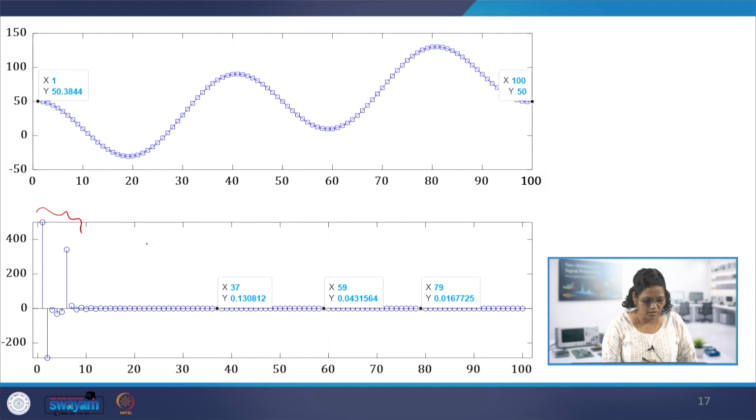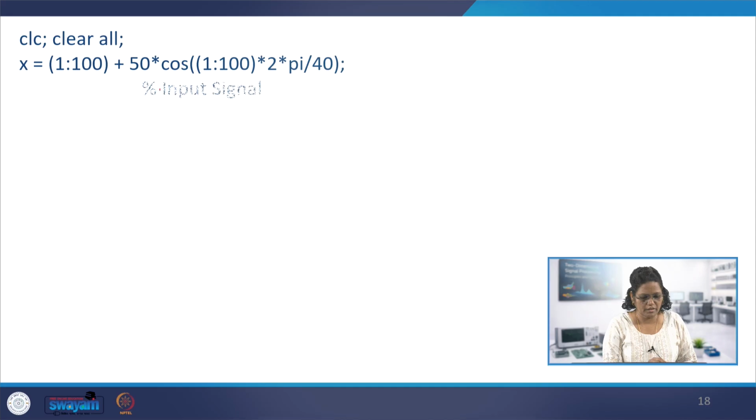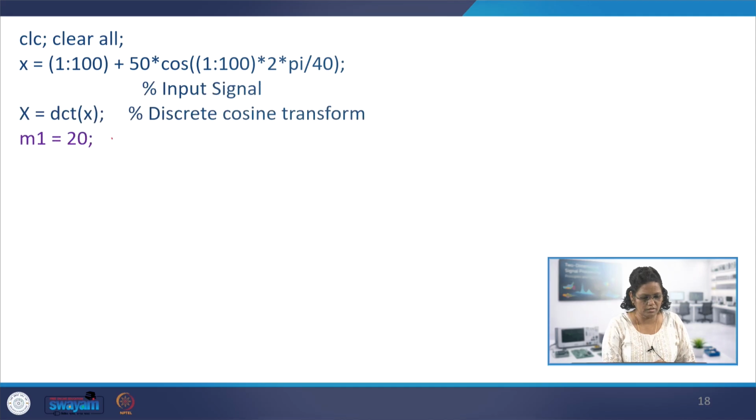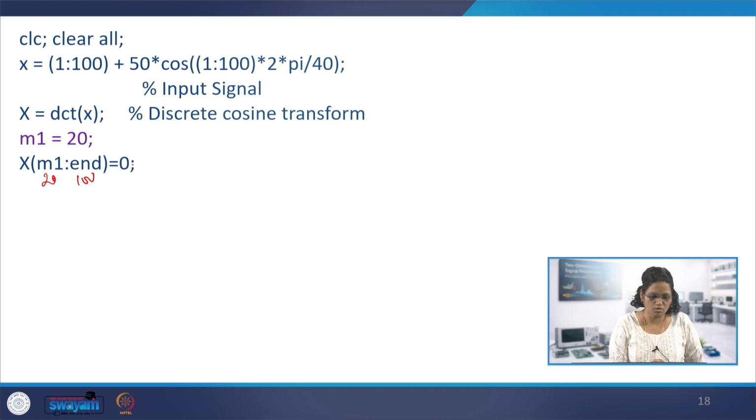Okay, can we successfully reconstruct this input sequence from these DCT coefficients? That is through the IDCT, that is inverse DCT. So if we take that, taking x and the DCT, what we do is we collect from this DCT coefficient 20 points to 100 points, we make it 0, and take only the first 20 points having some values, and the rest of them we make 0, though those values are very small, and then try to take the inverse DCT.